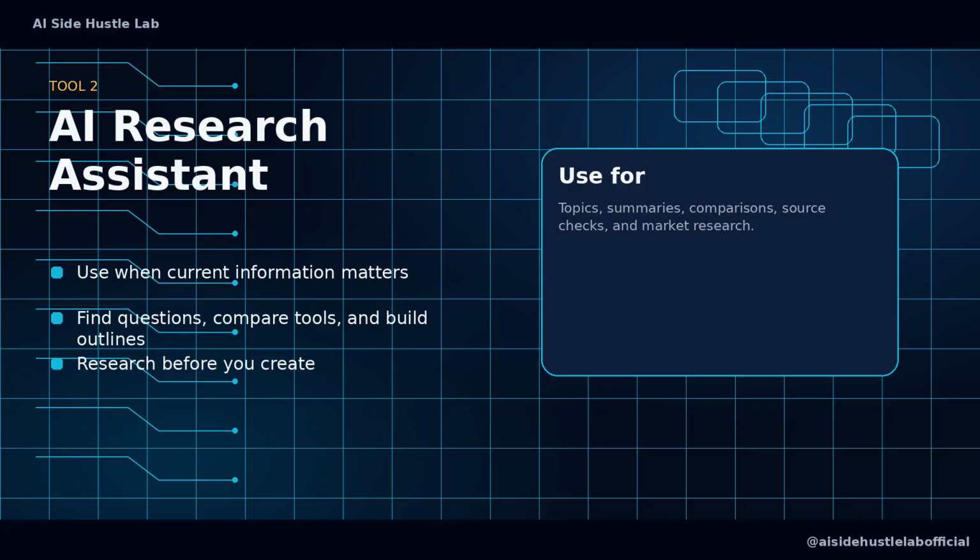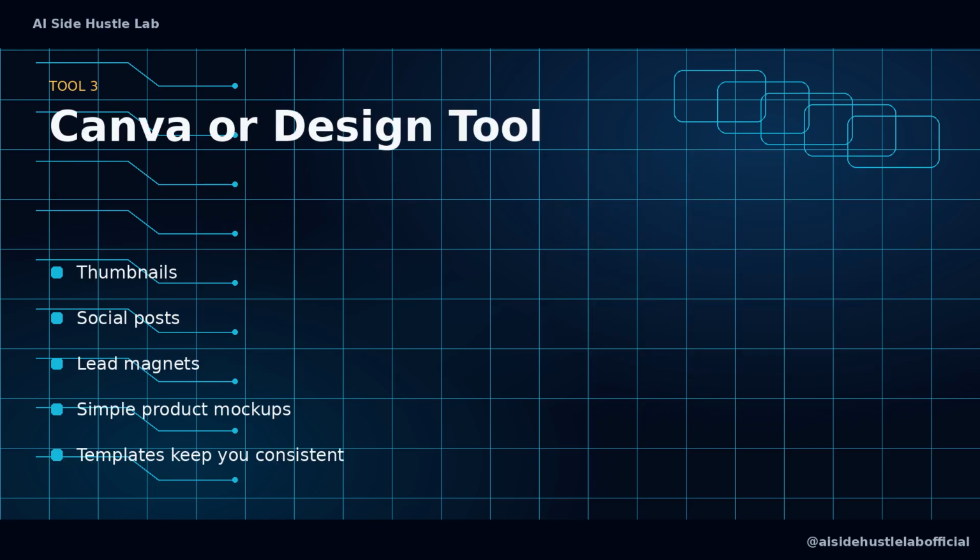Once you have an idea and a script, the next problem is making it look good. That is where tool number 3 comes in. The third tool is Canva. If you are not a designer, Canva is one of the easiest ways to make thumbnails, social posts, lead magnets, simple graphics, and presentation-style visuals.